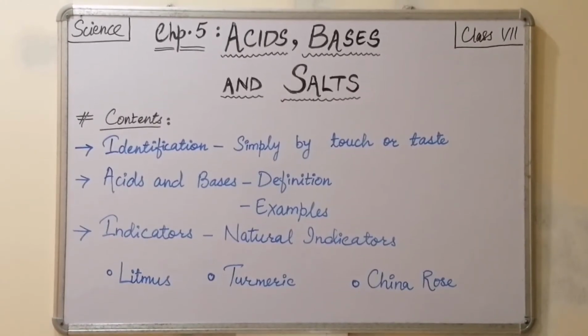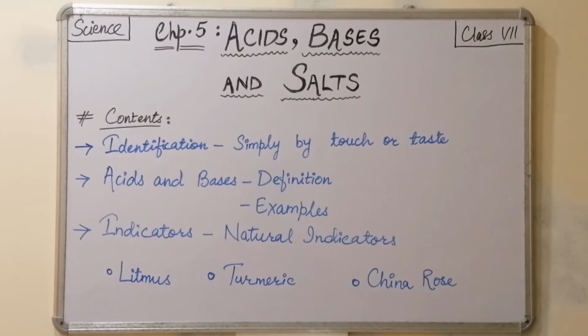Today we are going to start with another chapter of science from class 7, that is chapter number 5, acids, bases and salts. After chapter 3, fibers to fabric, this is another chapter in chemistry. This chapter deals with identification of acids and bases and different types of salts. The contents are identification simply by touch or taste. We can either touch or taste a substance and simply identify it, but just keep in mind we cannot touch or taste acids and bases directly if they are in their concentrated form. What is concentrated and what is diluted we will learn in detail afterwards.